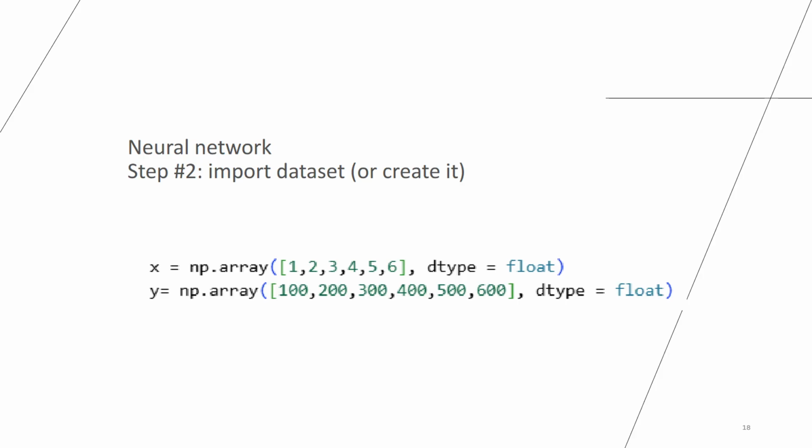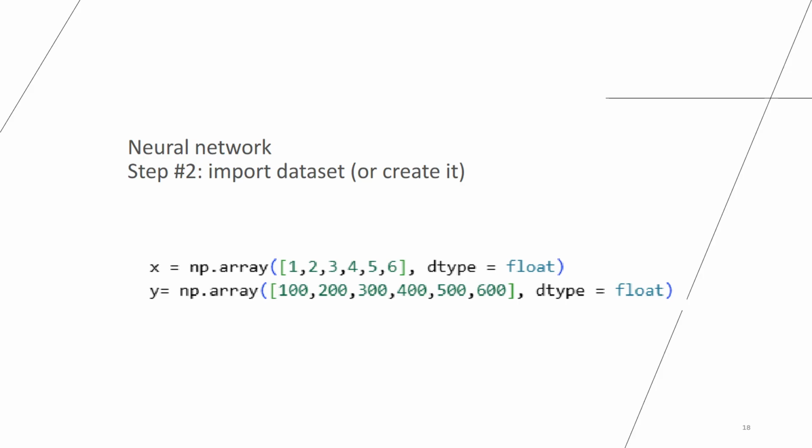Now that we have imported the necessary libraries, the next step is to define the dataset that our neural network will learn from. In this example, instead of loading a dataset from a file, we create a small dataset directly using NumPy arrays. The first line creates an array called X. This array contains the input values that will be provided to the neural network. The values range from 1 to 6, and they are stored as floating point numbers. These values represent the inputs, or features, that the model will use to learn a pattern.